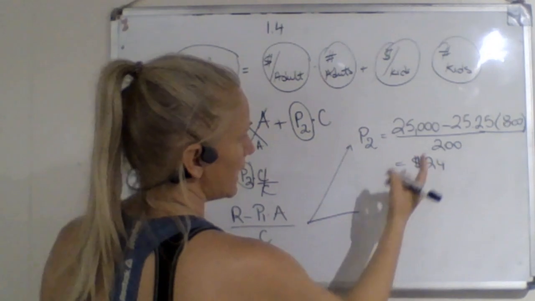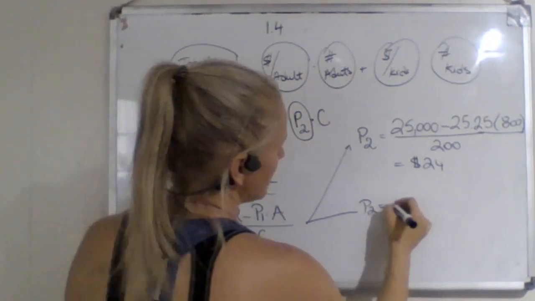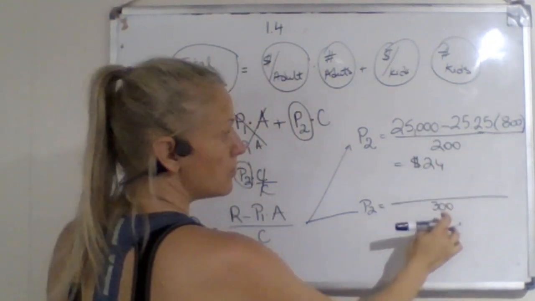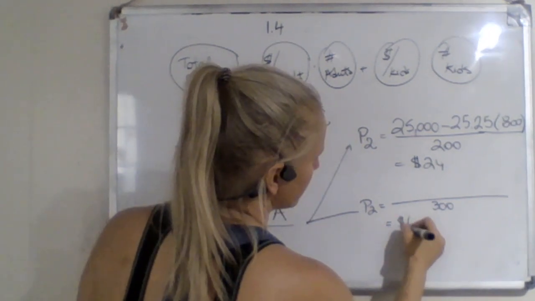Well, what if we want to have 300? P2 would equal the exact same thing. I'm not going to rewrite it, but divided by 300, right? It's the same top, but this number changes, which gives us $16 per ticket.